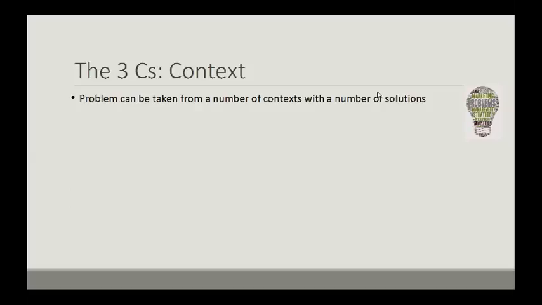Context. The importance of context was discussed in the previous lesson. As mentioned, a problem can be taken from a number of contexts with a number of different solutions. In Hong's model, context emphasises the importance of authenticity of a problem to a given profession or discipline, as it improves the ability to retain and recall the knowledge constructed.